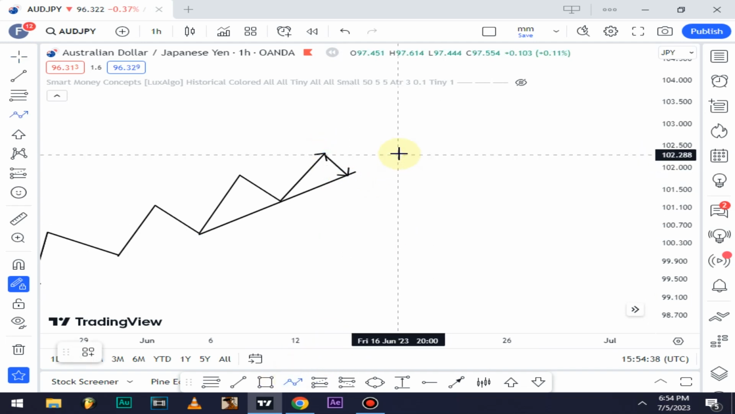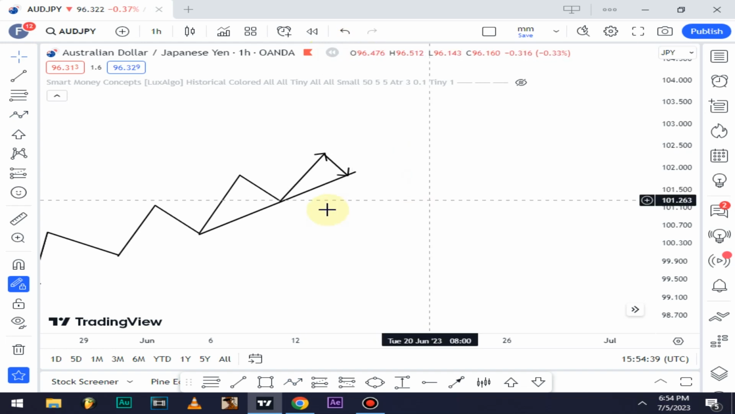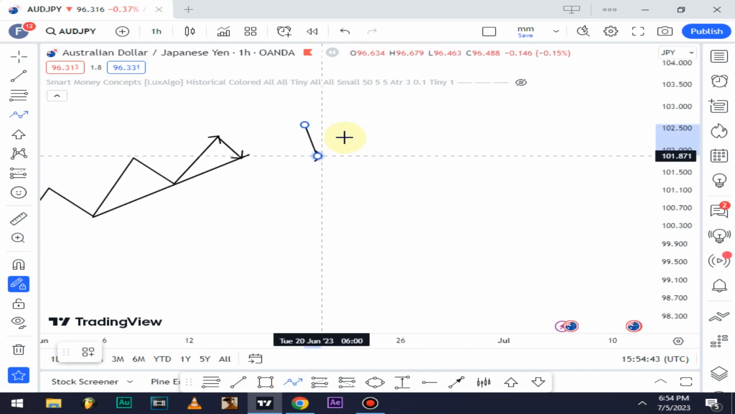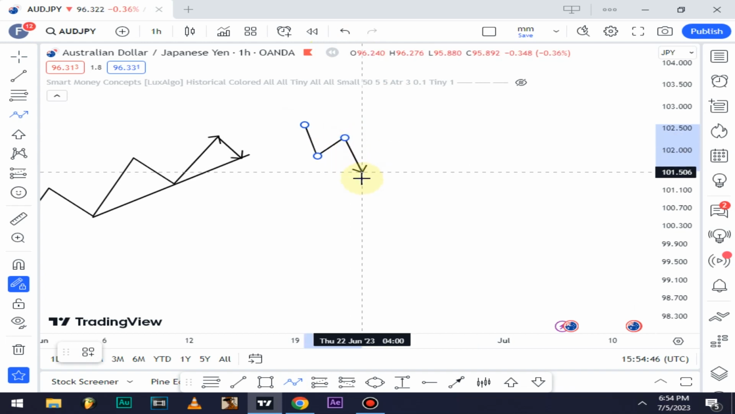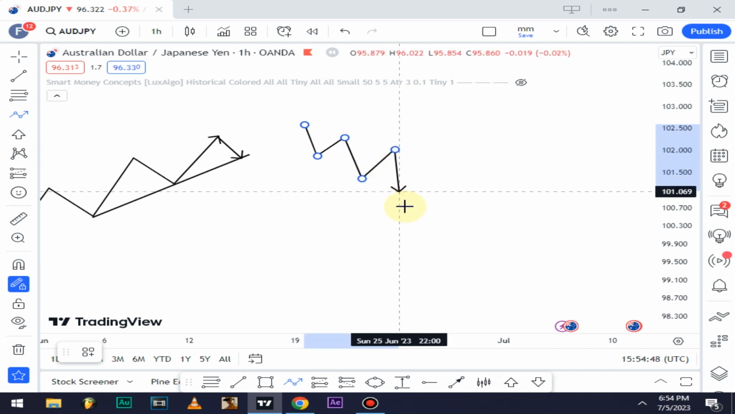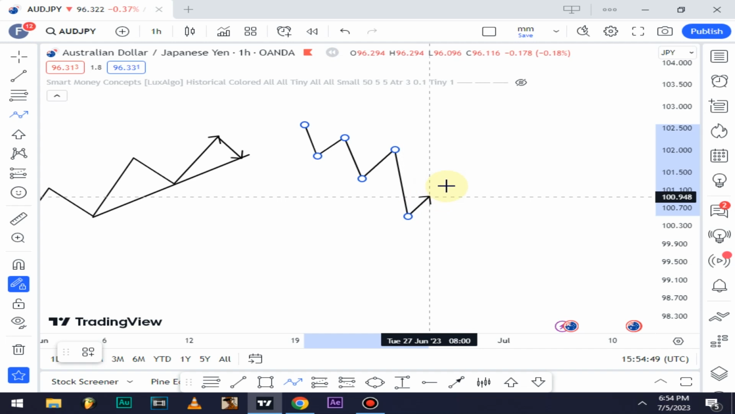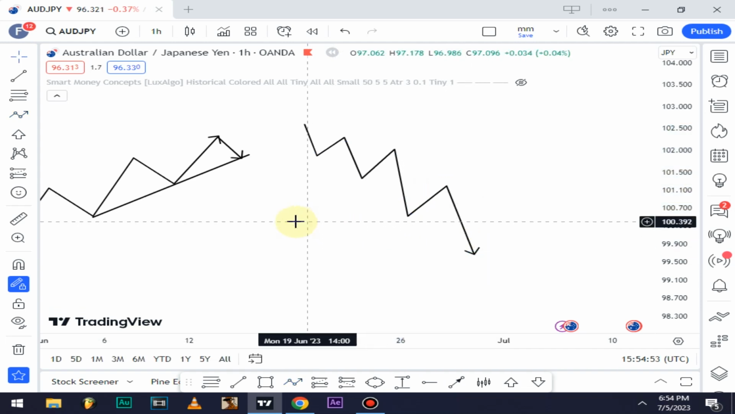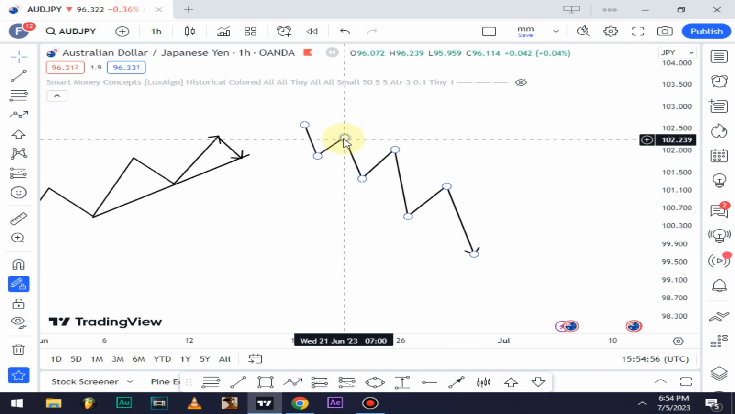Same thing, guys, when we are in a downtrend. That was an uptrend. We have a lower low, lower high, lower low, lower high, lower low, lower high, lower low. Excuse my drawing. So we have so many over here, guys.